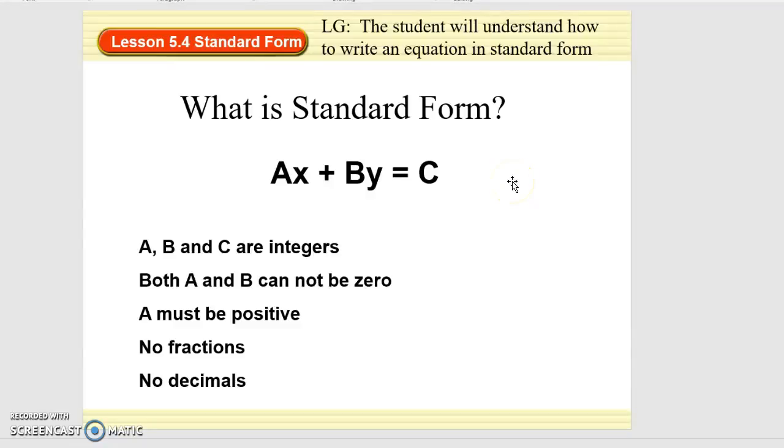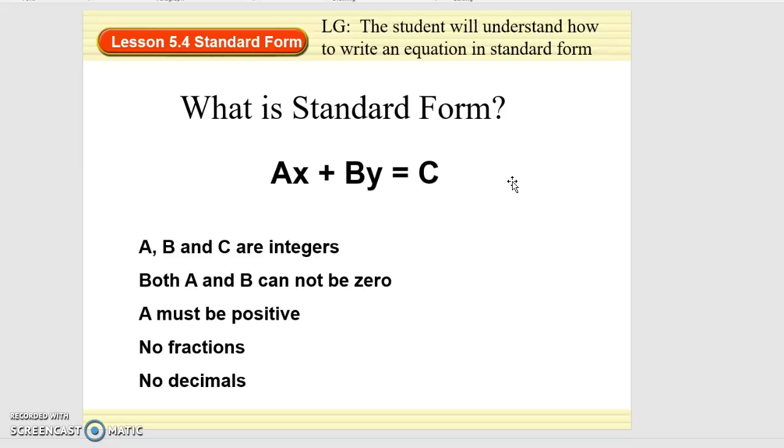Right, so first thing is, this is the next form we're looking at. So the question probably is, well, what in the world is standard form? Okay, standard form is a new form where it's ax plus by equals c. We are going to replace a, b, and c, and leave the x and y there. So, some parameters around standard form.